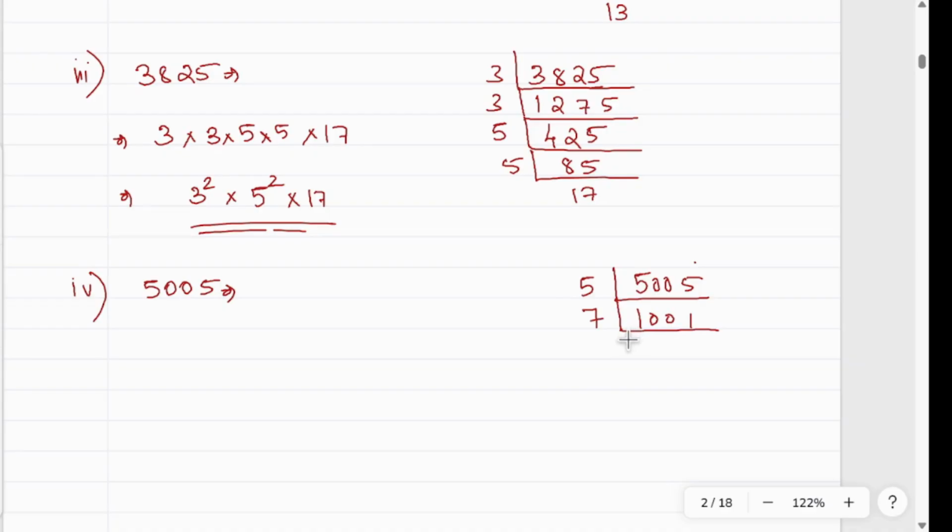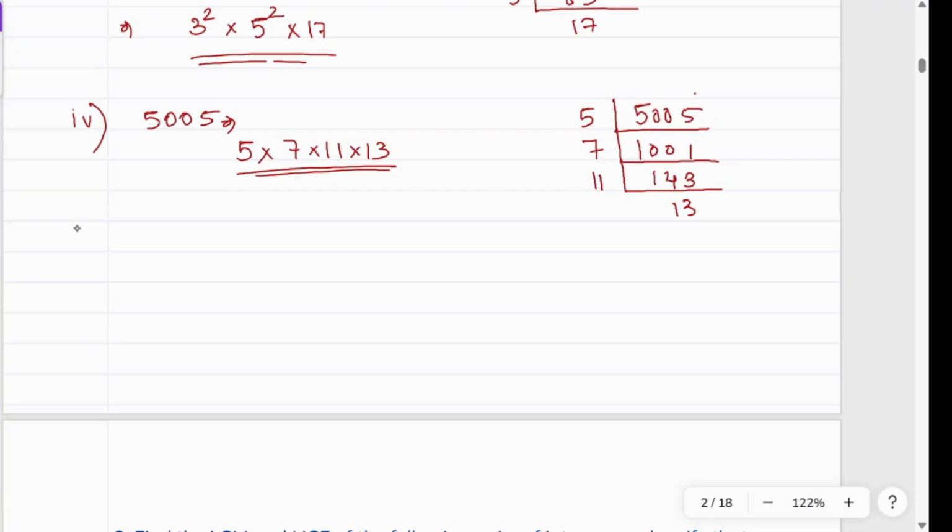So how much we will get? 143. 143, we know that it is divisible by 11. So I will get here 1, remainder 3, 33, so 13. So what are the numbers here? 5 into 7 into 11 into 13. So this is the number. Okay.